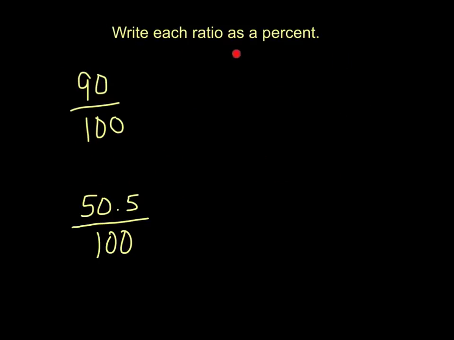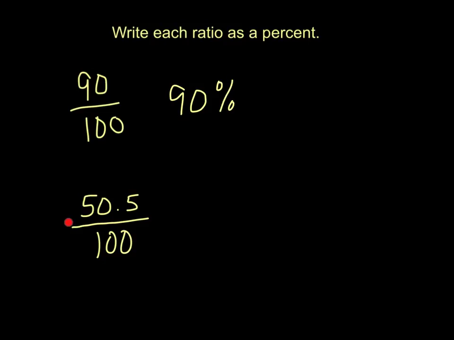When I want to write a ratio as a percent, the first thing I need to do is check to see what my denominator is. So in this one right here, my denominator is already at 100. And remember, percent means out of 100. So this one right here is 90 out of 100. To write that, I just do 90%. And you can do the percent sign like that.